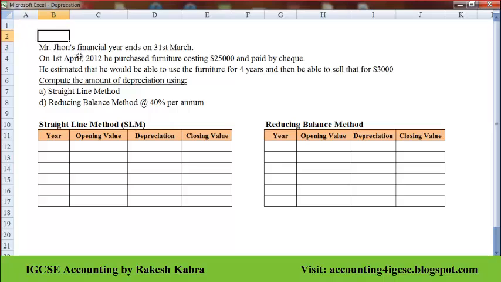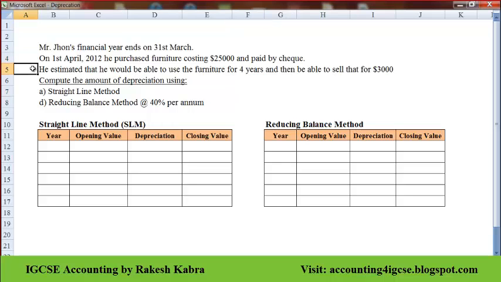Mr. John's financial year ends on 31st March. 31st March is the last date of the financial year, so the beginning date will be the 1st April. On 1st April 2012, he purchased furniture costing $25,000 and paid by check. It means he bought furniture costing $25,000 and made the payment by check.